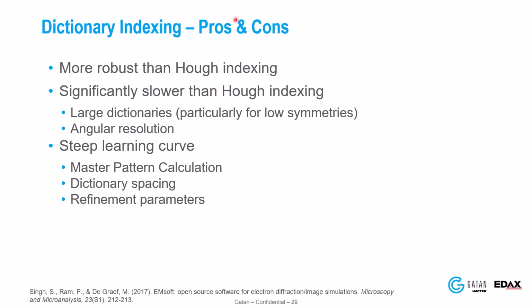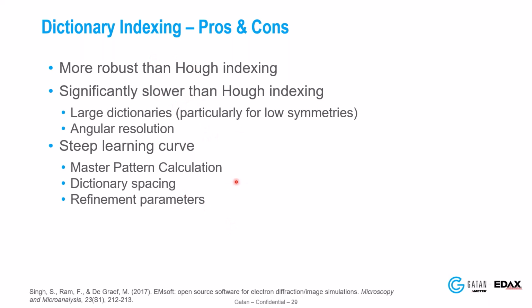So kind of summarizing where we are at dictionary indexing, it's more robust than Hough indexing. That's good. It is slower than Hough indexing. And again, this is large dictionaries, particularly for lower symmetries. The angular resolution, something we need to think about. And there's a learning curve involved, thinking about these spacings, getting the patterns set up.